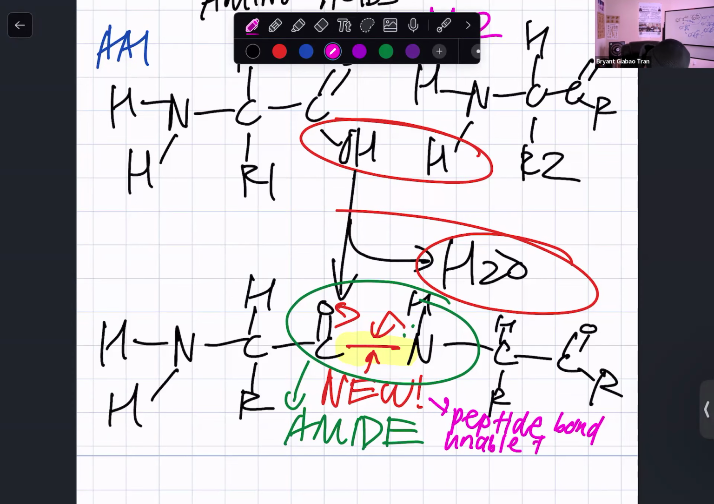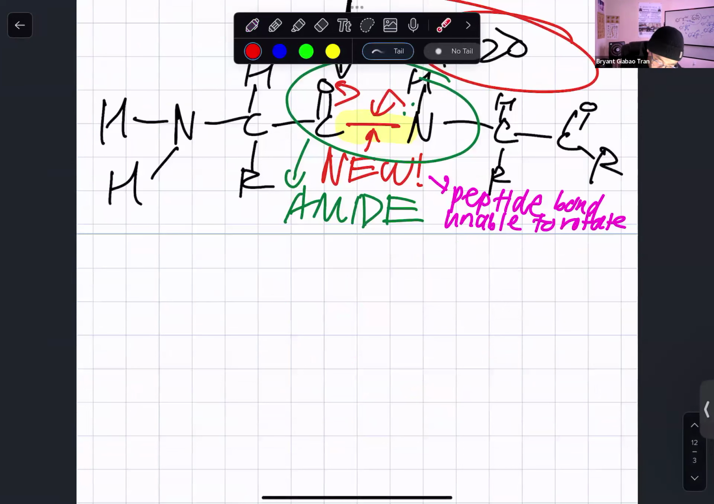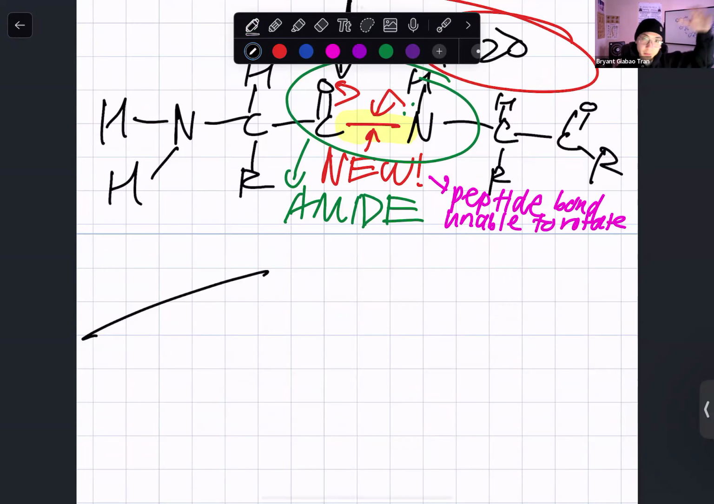unable to rotate. So another important fact to know about this is that single bonds are the longest, but the weakest, right? The longer the bond, the weaker the bond. Double bonds are shorter, but stronger. And then triple bonds are the shortest, but the strongest, right?